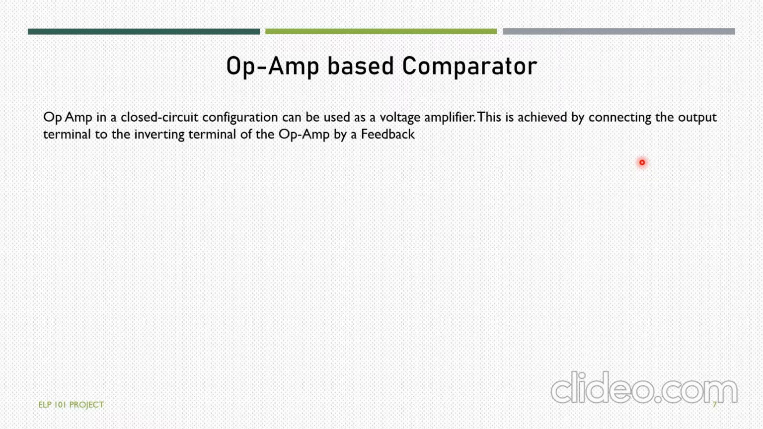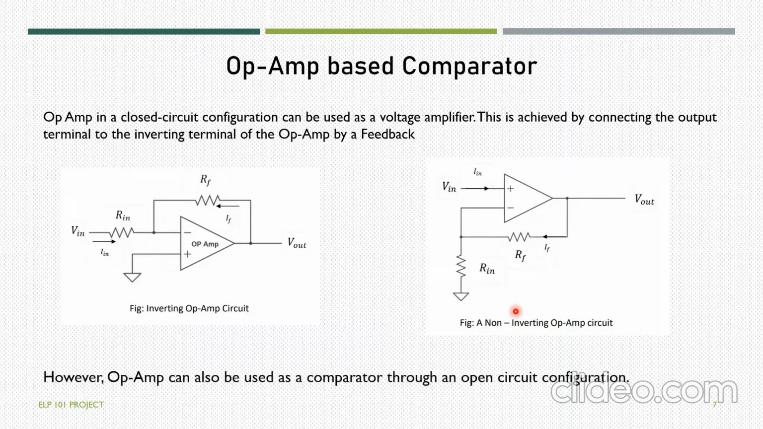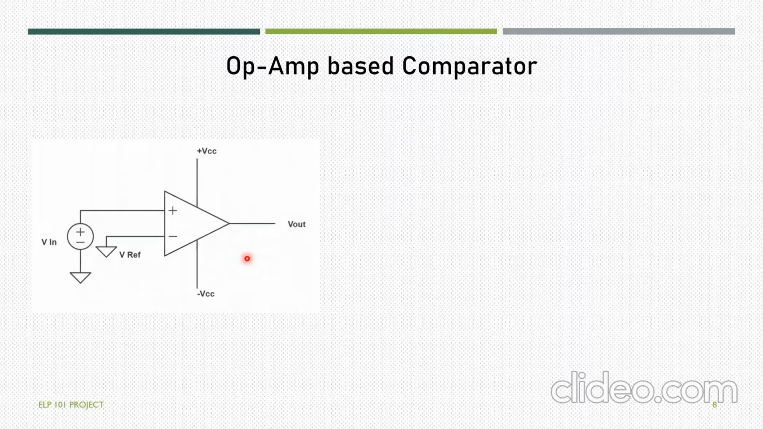An op-amp in a closed circuit configuration can be used as a voltage amplifier, as we have seen in one of the experiments of our ELP course. This is achieved by connecting the output terminal to the inverting terminal of the op-amp by a feedback loop. You can see the output terminal is connected to the inverting terminal using a feedback loop in both of these cases. However, an op-amp can also be used as a comparator through an open circuited configuration without this feedback loop. So here's the schematic diagram of an op-amp based comparator.